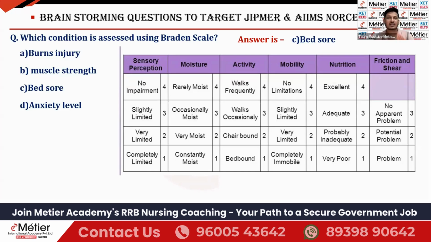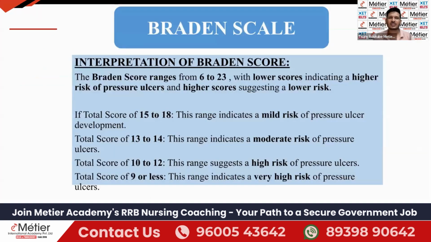Okay, and let's discuss the scoring because that is very important. From there also there is a chance for asking the question. Here you can see the scorings. So this is the interpretation score of the Braden scale. As I mentioned already, the Braden scale ranges from 6 to 23. The minimum score is 6 and the maximum score is 23. Please remember that.